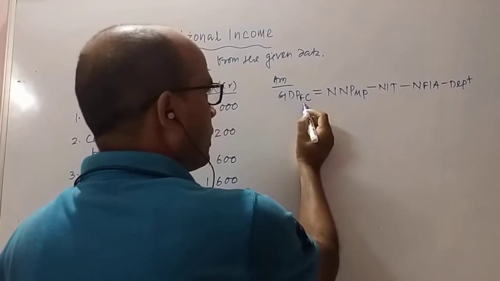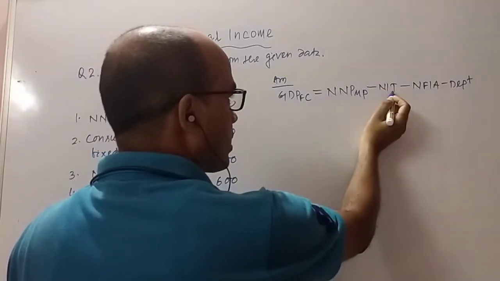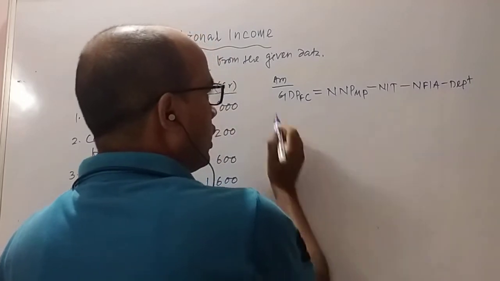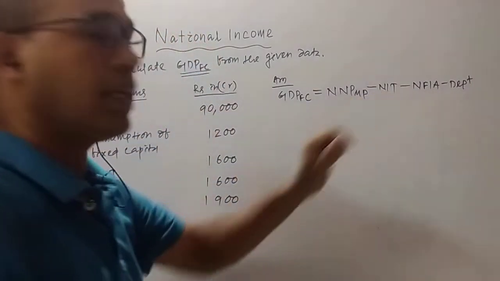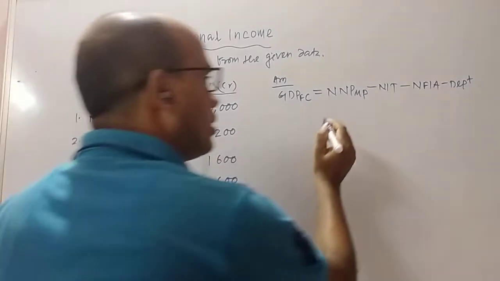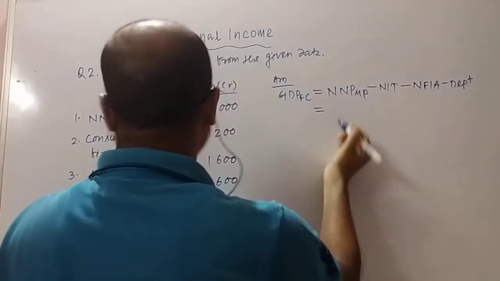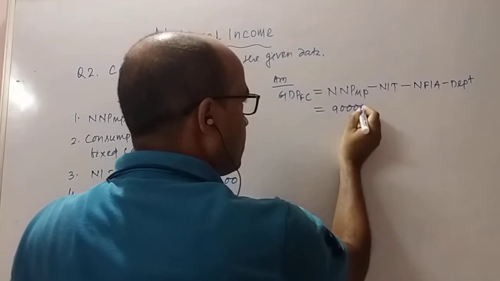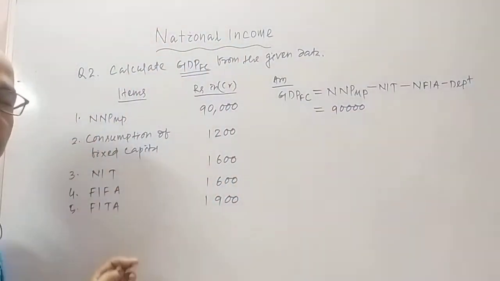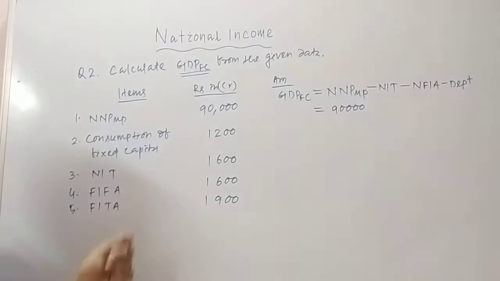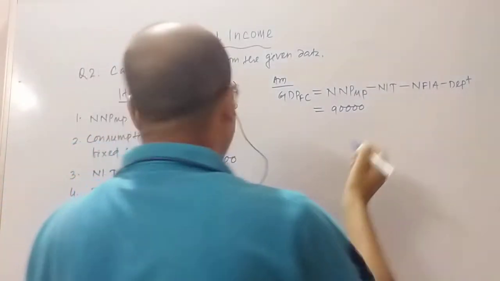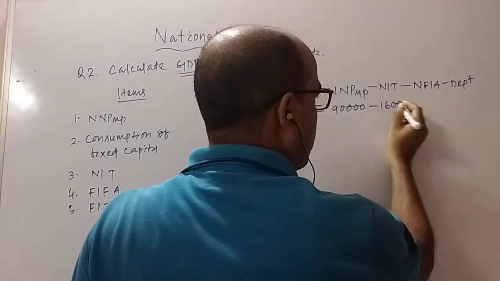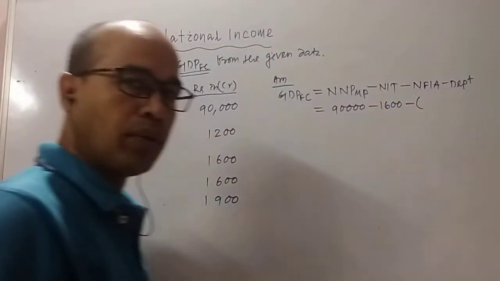Once again, you want FC. FC is equal to MP minus NIT. You want domestic, national minus NFIA. You want gross, net plus depreciation. Then in the place of NNPmp, you write how much is given in the question: 90,000. First write the question in your notebook. After that you can solve. So NIT is directly given as how much? 1600.